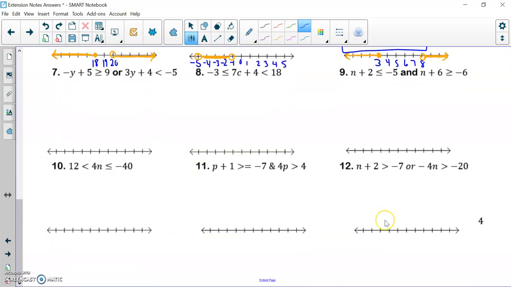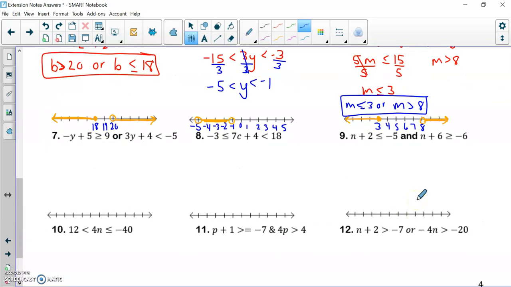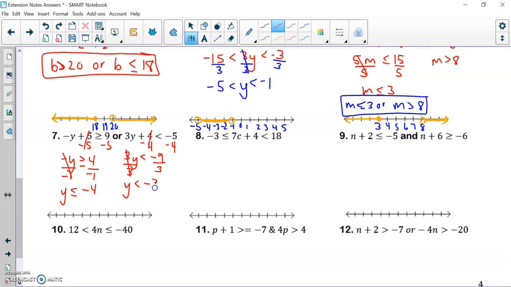All right, moving on to number 7. This is an OR inequality. So we're doing the same thing. I'm going to subtract 5 from both sides. I have a negative y is less than or equal to a 4, then I divide by a negative 1. A reminder, when we divide by a negative number in an inequality, the inequality symbol flips. In my second one, I subtract 4, then I divide by 3, and I wind up with y is less than negative 3.